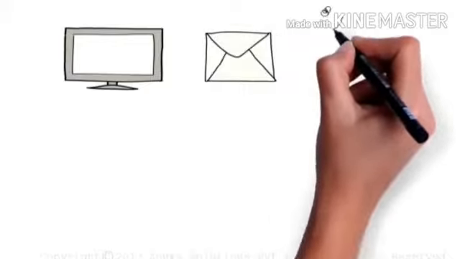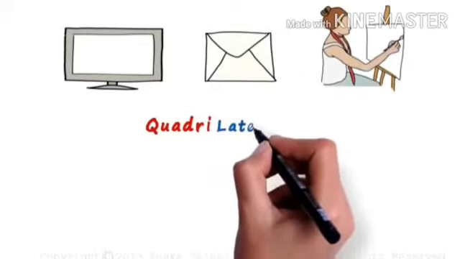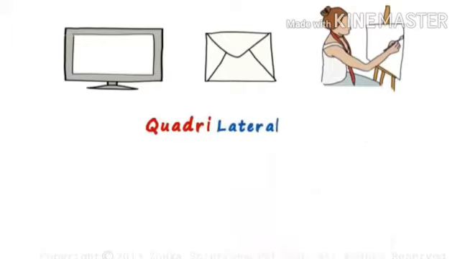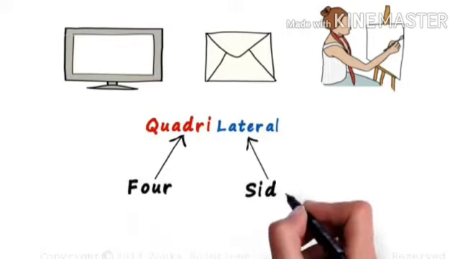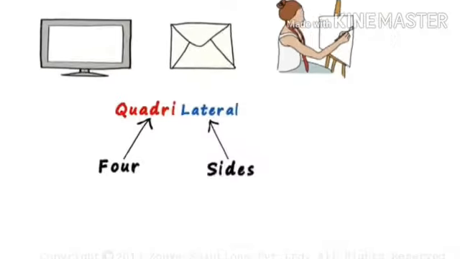A television screen, an envelope, or a canvas are all examples of a quadrilateral. Quadrilateral is one word, but you can see that this part is colored red and this part is colored blue. Quadri basically means four and lateral means sides. If you observe, all these things have four sides.